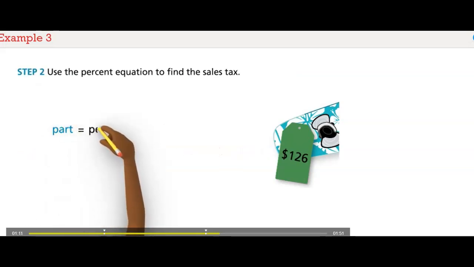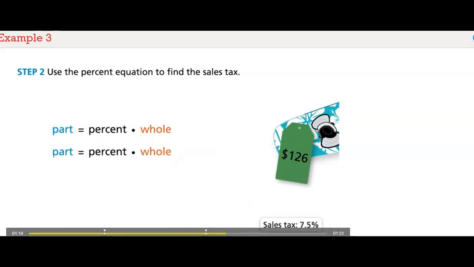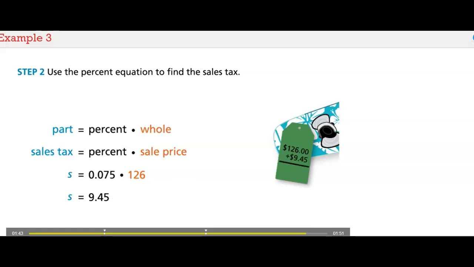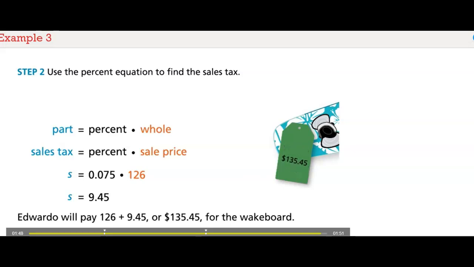Now, use the percent equation to find the sales tax. The sales tax is now the part, and the new whole is the sale price. The sales tax S on the wakeboard is equal to 7 5/10%, or 75 thousandths, times the sales price of $126. Simplify. S equals 9 45 hundredths. Eduardo will pay $126 plus $9.45, or $135.45 for the wakeboard.